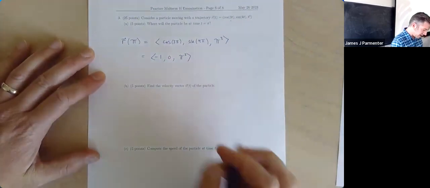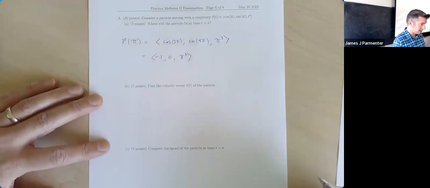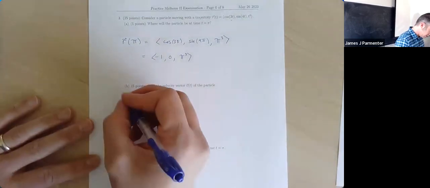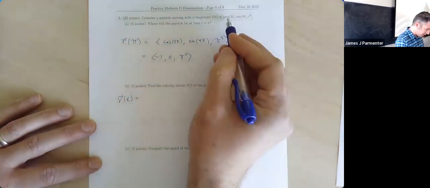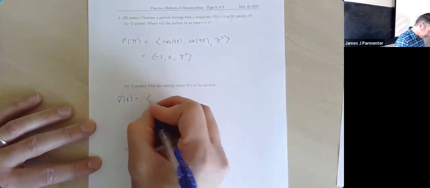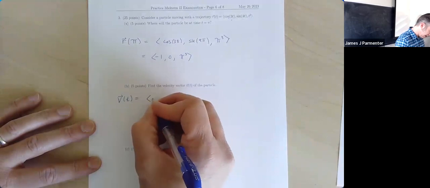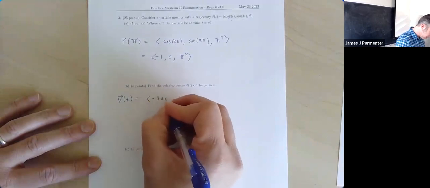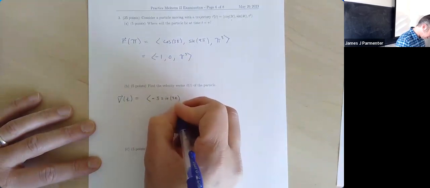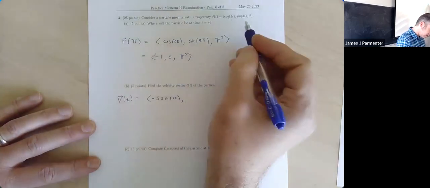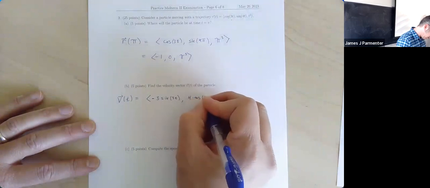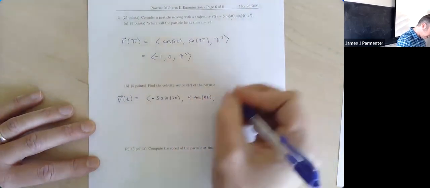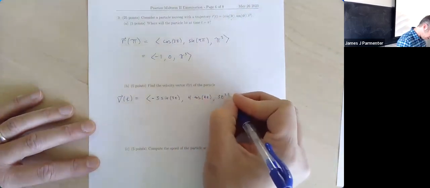And then they want us to find the velocity vector. So that's just taking some derivatives. So v of t is going to be, well, the derivative of cosine of 3t is going to be negative sine of 3t times 3, or -3 sine of 3t. Well, this is going to work out nice. The derivative of sine of 4t is going to be 4 times cosine of 4t. And the derivative of t cubed is going to be 3t squared.